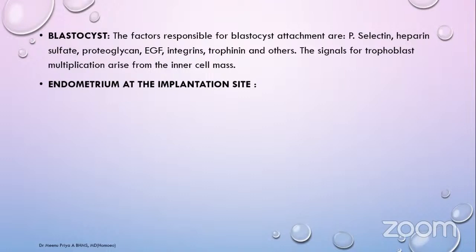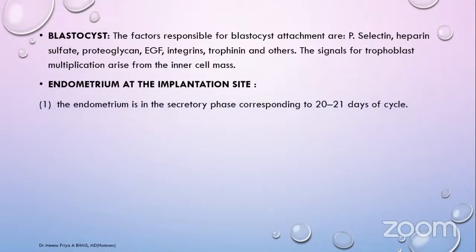The signals for trophoblast multiplication arise from the inner cell mass. Once adhesion and implantation occur, the trophoblast starts multiplying. So, the endometrium at the implantation site, what happens? These are the proper conditions for implantation. If anything is missing, then implantation doesn't occur. The endometrium is in the secretory phase corresponding to 20 to 21 days of the cycle. The endometrium is actually waiting for the zygote to come. If the zygote doesn't come and get implanted, then there is menstruation. So the endometrium is in the secretory phase. It is not in the proliferative phase.